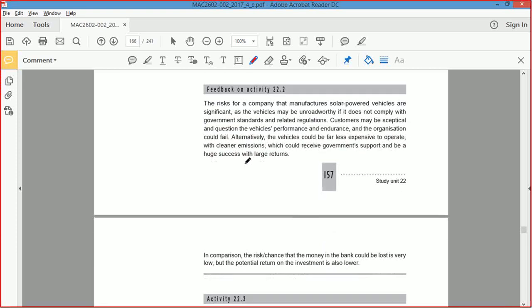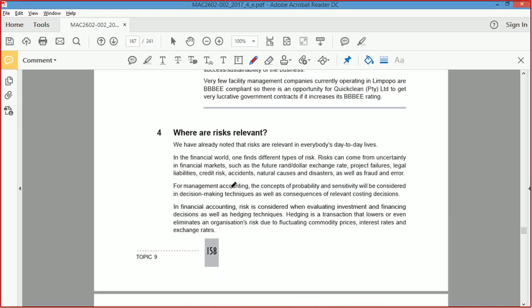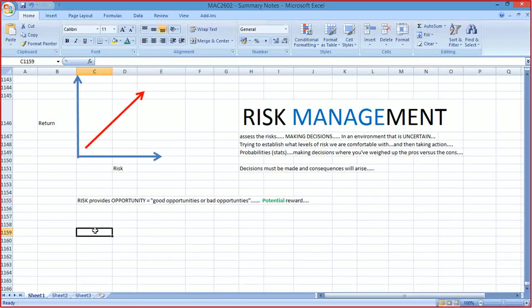This is just theory looking at the concepts of risk and return. Let's have a look at the theory here. There we go. Where are risks relevant? So in other words, what risks do we get?